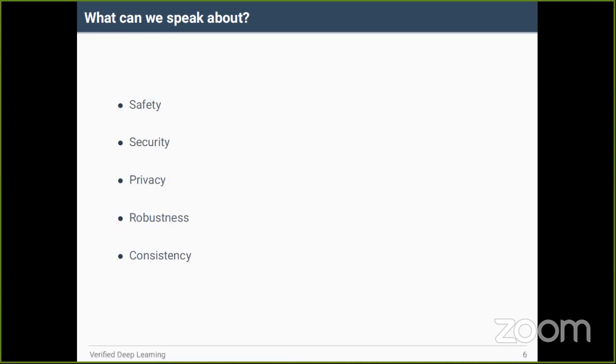Okay, and what are the properties? The properties are safety, security, privacy. These are the kinds of things that we argue about even in a non deep learning framework. Robustness, which is one of the most talked about properties, consistency, and I'll come to each one of these.